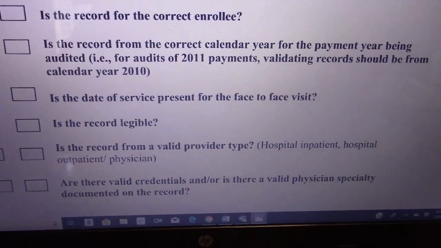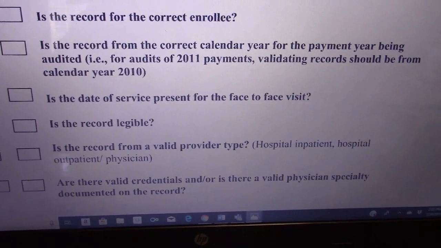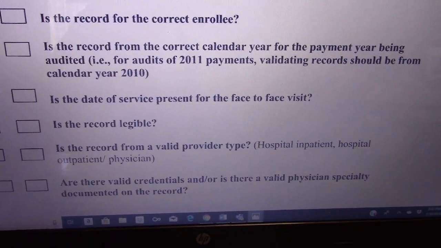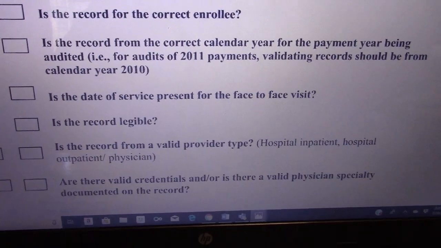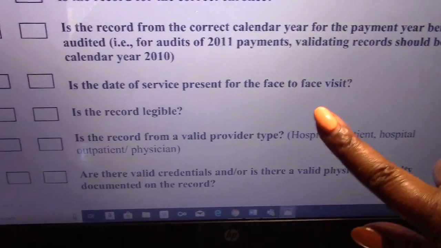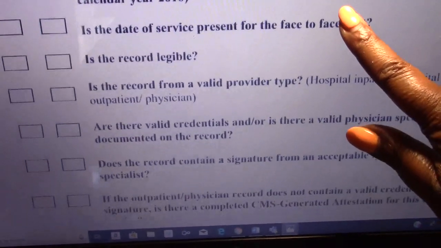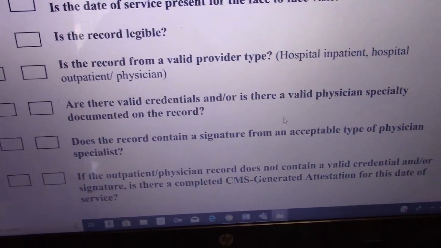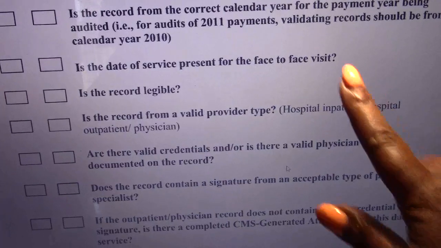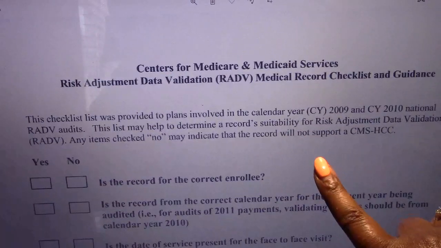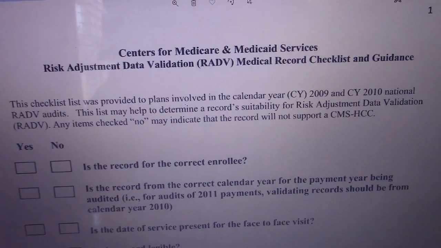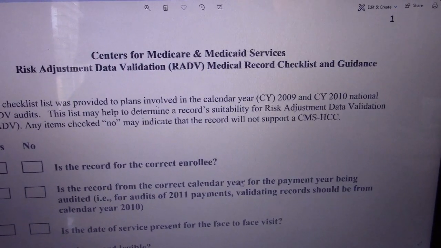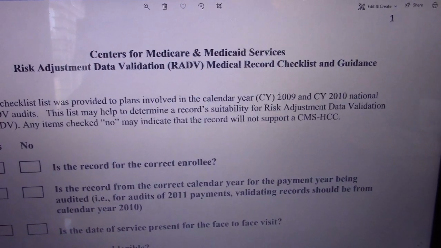An administrative review of the chart is always the starting point because it is better to reject a chart before investing too much time coding it. So again, a lot of these questions are administrative, where you're just looking to see if it's legible, if it's there. Okay? So again, this is the CMS Risk Adjustment Data Validation Medical Record Checklist and Guidance.